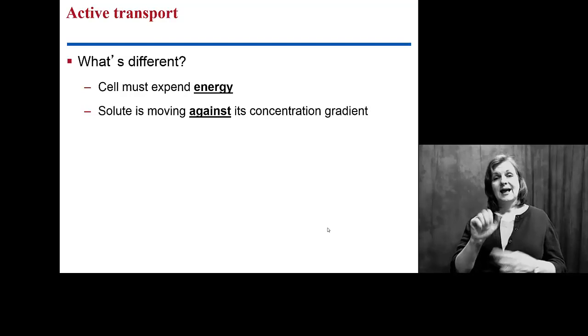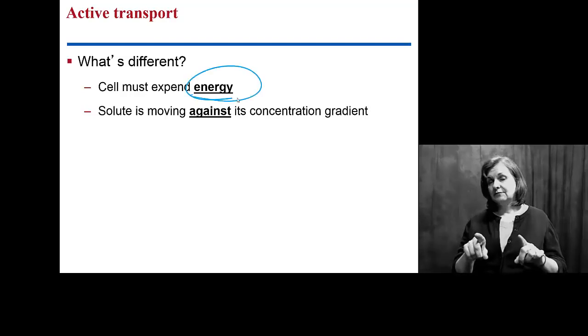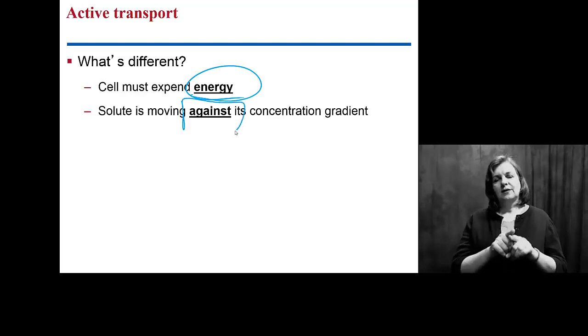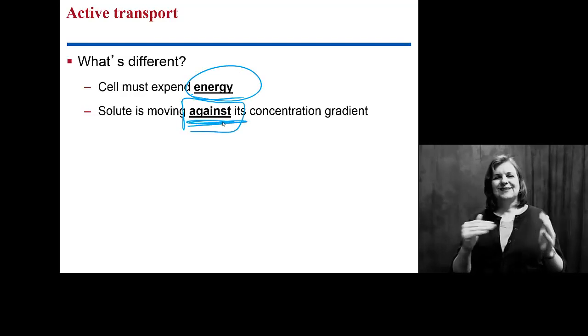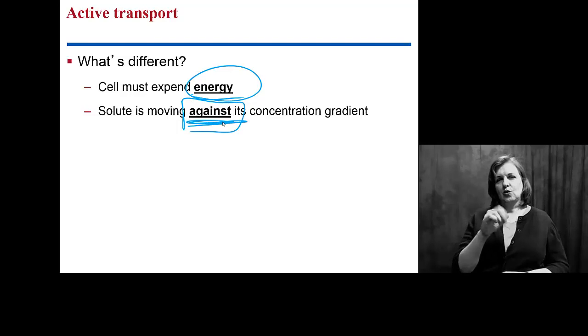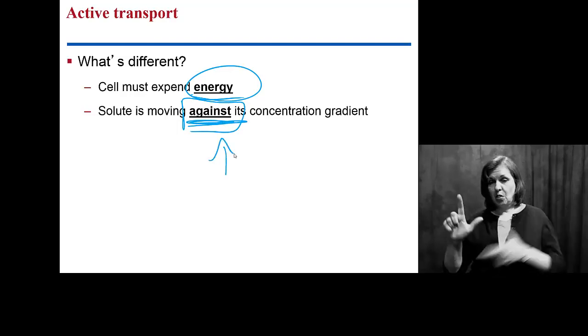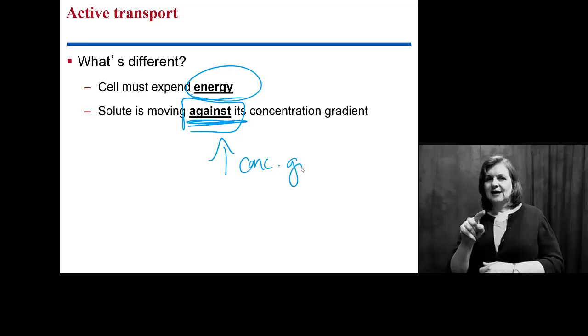So the difference with active transport is that the cell is going to use a ton of energy for this entire process, and it's going to move things against its concentration gradient. This is different. Everything else we've looked at moves things down a concentration gradient. This is going to move things up a concentration gradient.